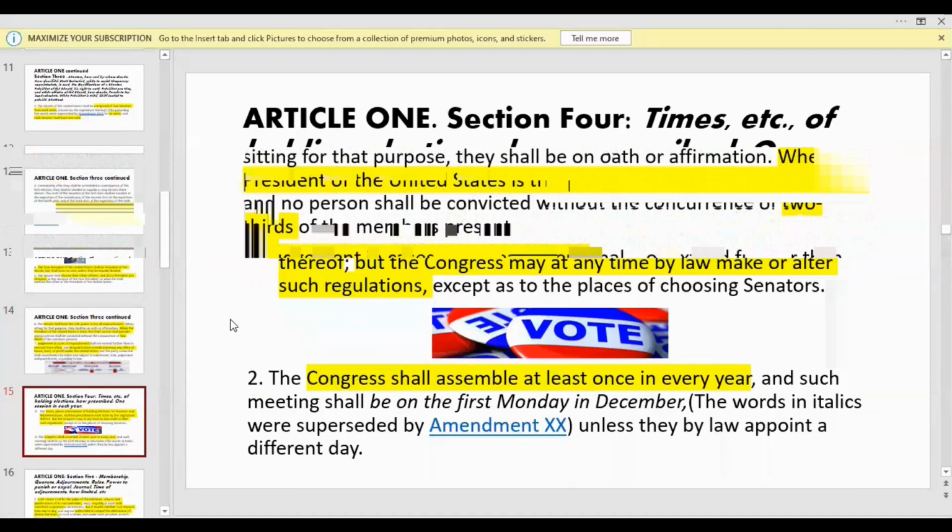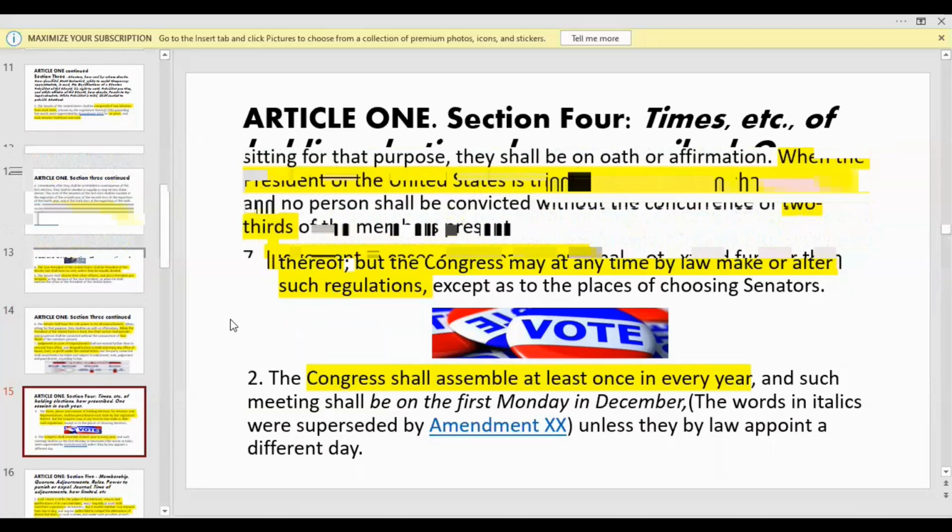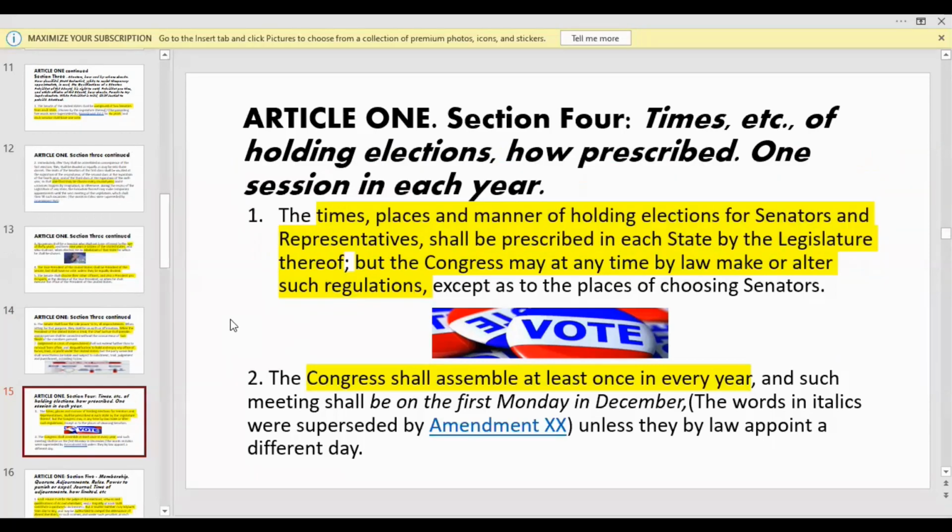Times, places, and manners of holding elections for senators and representatives shall be prescribed in each state by the legislature, but Congress may at any time by law make or alter such regulations. So the states are responsible for setting up the running of elections, including for United States Senate and United States House of Representatives. The state legislatures determine the method that the election will be held in. But Congress does have the power at any time to step in and make or alter such regulations.